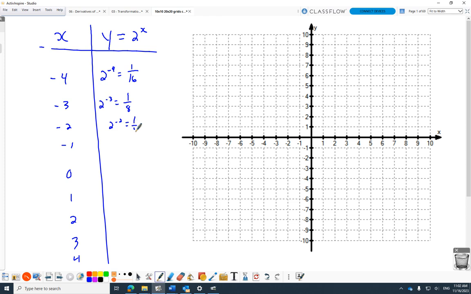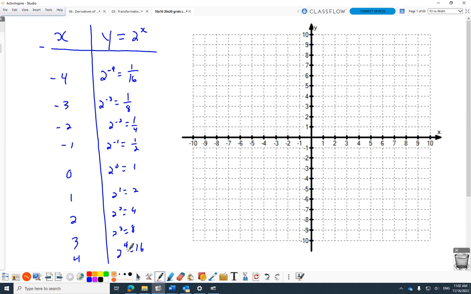And I'm doing them in fractions on purpose. 2 to the 0, you get 1. 2 to the 1, you get 2. 2 to the 2, you get 4. 2 to the 3, you get 8. And 2 to the 4, you get 16. Now, I did that fast on purpose. I'm hoping that you're capable of typing those into your calculator when the time comes. But let's check out what happens and the shape you get.